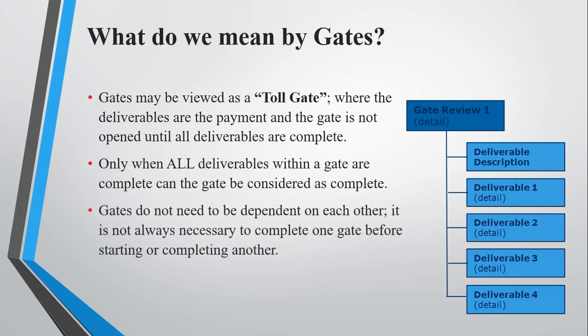Gates do not need to be independent of each other. It is not always necessary to complete one gate before you start or complete another. So gates can be parallel. Gates can be running concurrently, gates can be back-to-back, gates can be sequential, but they don't have to be back-to-back. That's the point. But you can analyze that through your critical path activities.